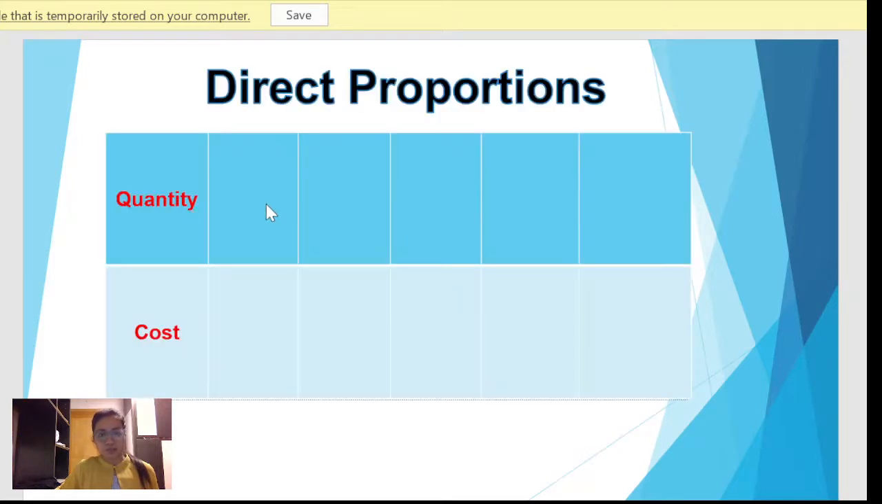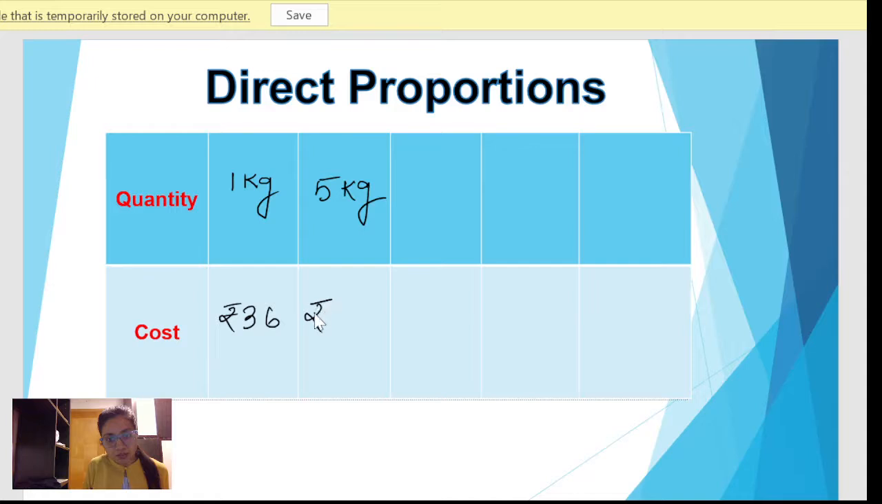We have discussed one example to understand what is direct proportion. That example I am going to take again and show you something amazing. The example was: the cost of 1 kg of sugar is rupees 36. What will be the cost of 5 kg of sugar? And we found rupees 180.